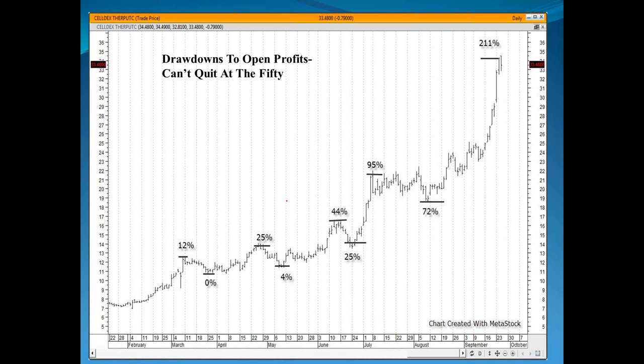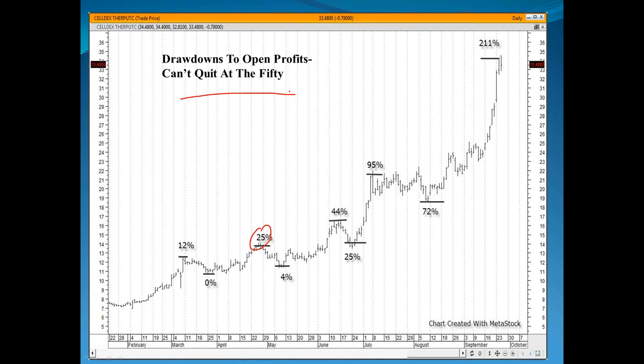So in this particular case, this is one of my favorite little charts, and this is that CLDX example we're kind of beating the dead horse on. But I love the fact that you're up 25%, then 4%, then 44%, then 25%. You could see you took some fairly serious whacks along the way, but if you just looked at this chart, you could see it pretty much went up, but in between, you had some drawdowns to those open profits. And in this particular case, I don't know if we had profit taken there or not just yet. But you can't quit, okay?